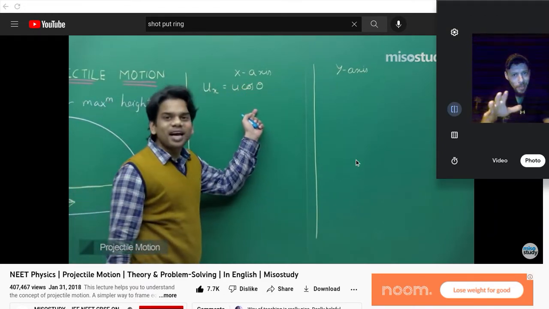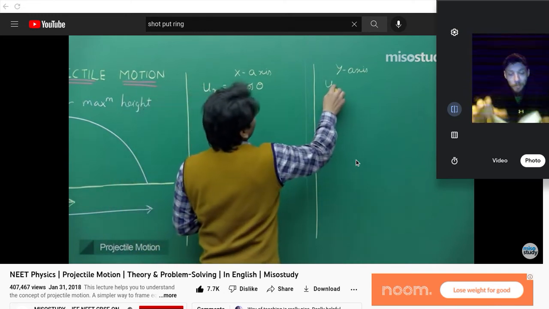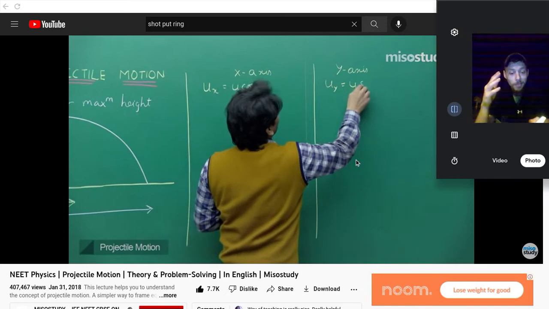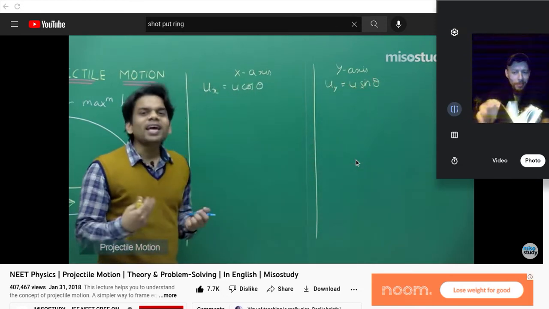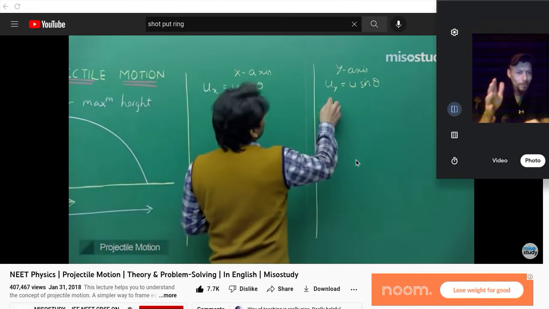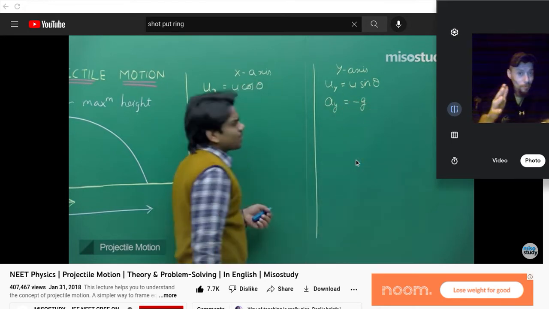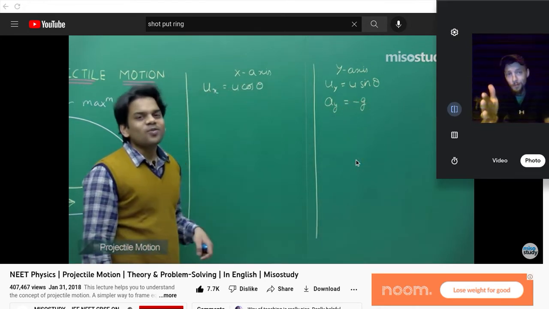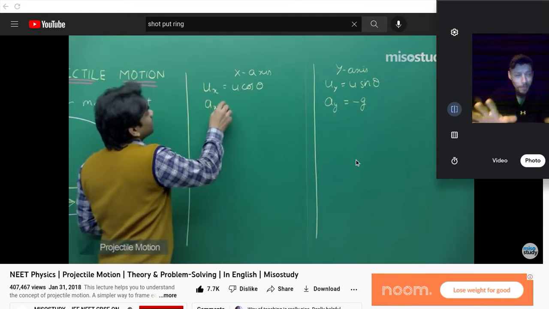Remember, theta is the angle with the horizontal at which the body was projected, and the initial velocity along the vertical direction is again u sin theta. Now, the only acceleration acting is the acceleration due to gravity, and that was in the vertical downward direction. So I'm writing acceleration along the y direction as minus g, because it's acting downward. So we are taking downward as negative. And here, along the x axis, there's no acceleration, so it is zero.